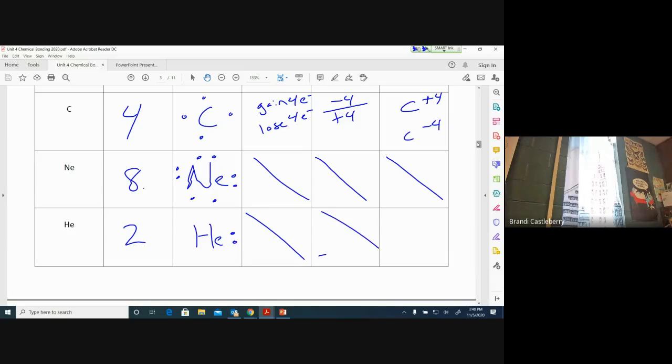So it won't make a charge and it won't make an ion. So that's why I'm showing you helium. It's the only one that doesn't have to have 8. It's special on the periodic table. Yes, just helium and hydrogen. They are happy with 2.